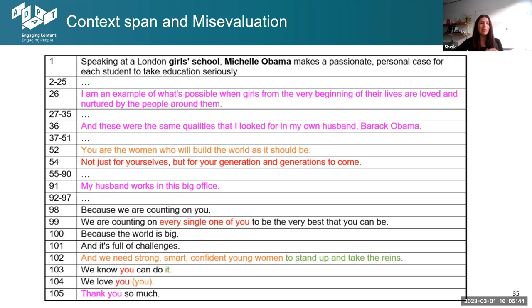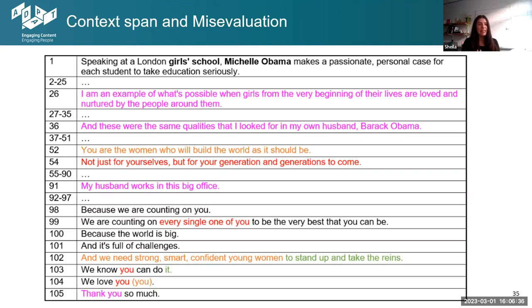So is it only in sentence 36 that we see, and these were the same qualities that I looked for in my own husband, Barack Obama. For that, to understand that who's speaking is Michelle Obama, you have to know who Barack Obama is and who he's married to. So it's more of a world knowledge that the text itself doesn't have. So it's just in sentence 26 that we understand that the speaker is female, because she says, I am an example of what's possible when girls from the very beginning of their lives are loved and nurtured by people around them. So now we know that she's referring to herself as a girl, and therefore it's a female. So thank you in 105 has to be translated as the female.